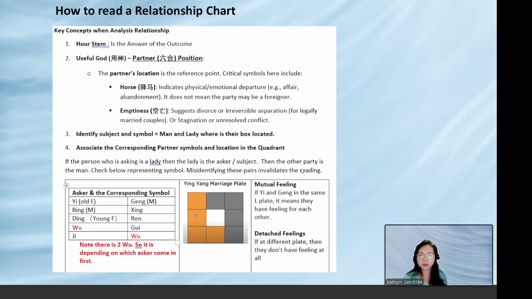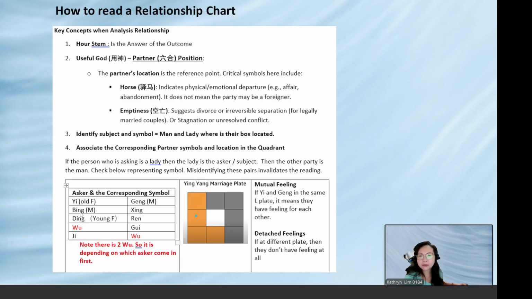We associate the corresponding partner symbol and the location in this box, which is actually a quadrant, and it's called the yin and yang plate. Let's say, for instance, the person who is asking is a lady. Then this lady is the asker, the subject itself, and the other party will be the man. We will take a look at how it works here.